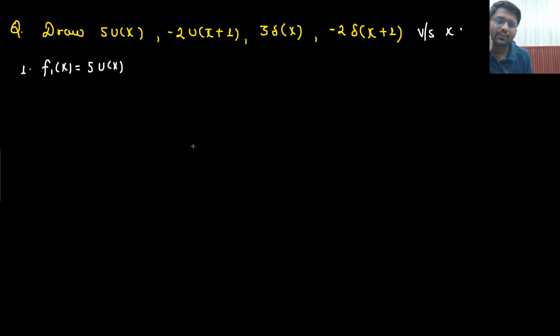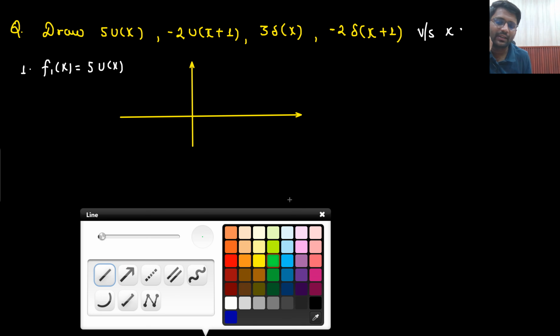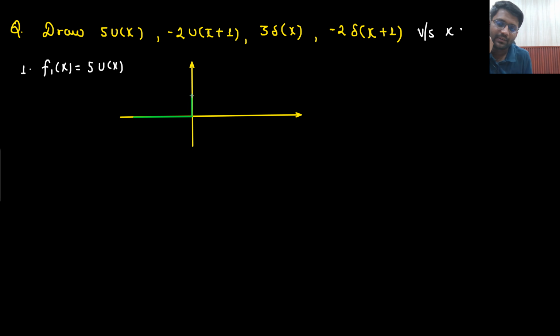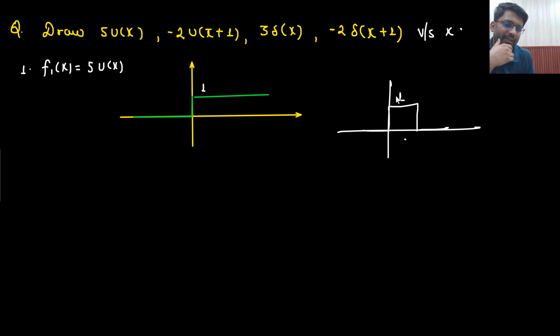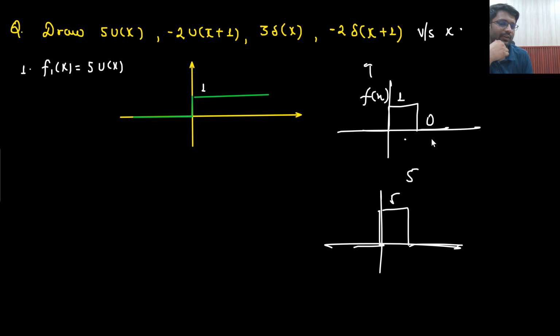How will I draw? First of all, I will draw the graph of u(x). Do I know how the graph of u(x) looks like? Yes, sir. 0 and then 1. This is the graph of u(x). Amplitude is 1. Now amplitude is multiplied with 5. If I multiply f(x) with 5, then what kind of graph will I get? The same graph, just 1 will be multiplied with 5. 0 into 5 will be 0 only. 1 into 5 will be 5 only. So this is how the graph would look like.